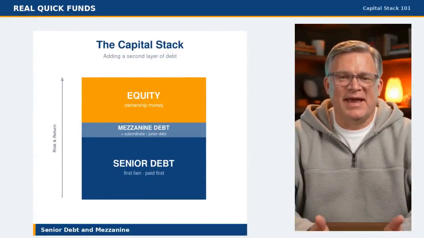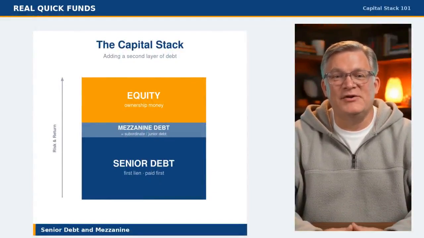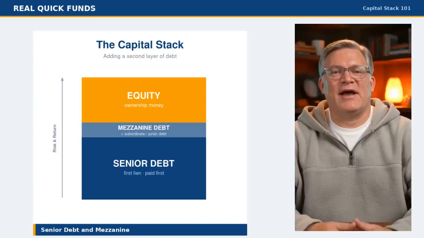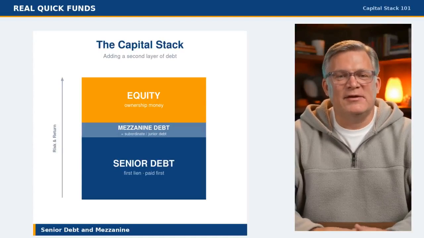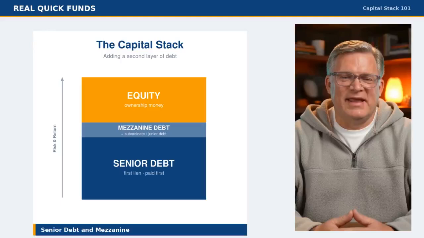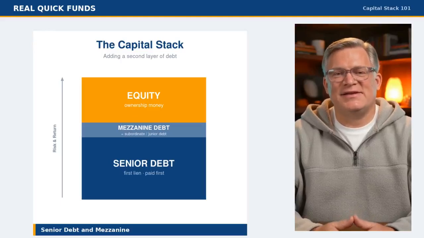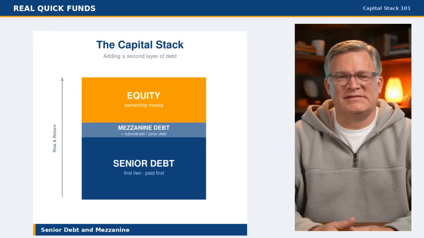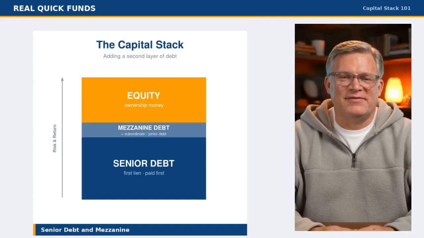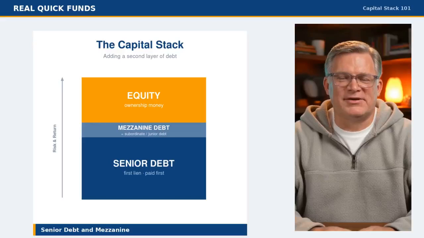Now, sometimes the bank loan doesn't cover enough, and you don't want to write a giant equity check. So you add a second layer of debt on top, mezzanine debt. You'll also hear it called subordinate or junior debt. Same thing, three names. It sits behind the senior loan, so it's riskier, which means it costs more, think 8% or higher, but it lets you push your leverage up without putting in more of your own cash.